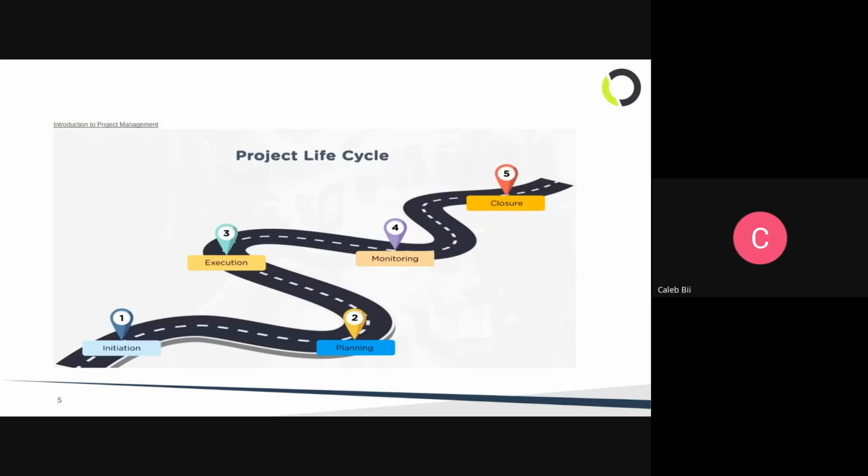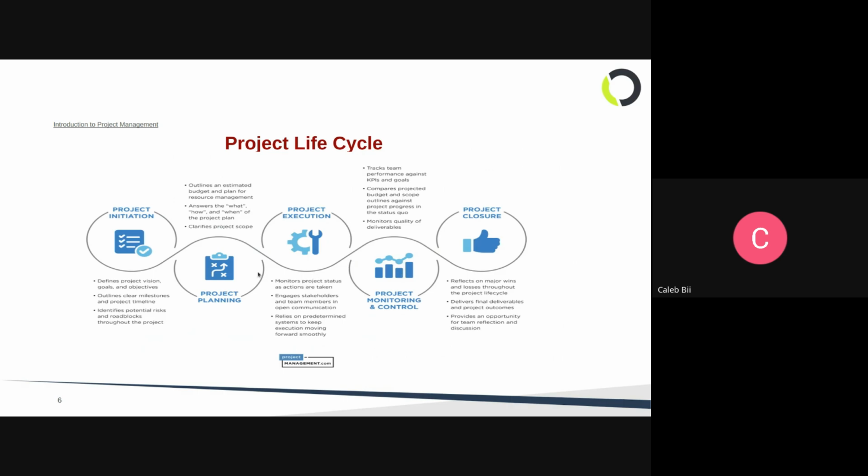We have the first phase, initiation, then planning, then the third phase, which is execution, the fourth phase, which is monitoring, and the fifth phase, which is closure. For us, we've already tackled initiation and planning. So our major focus will be on execution and monitoring for today's session. Then in next week's session, we will finish the project life cycle with closure. Then we will also have a look at certain tools. Then the program will be coming to an end, and you guys will be ready to tackle your final project. So as we said, these are the phases of project management. There are 5 of them.